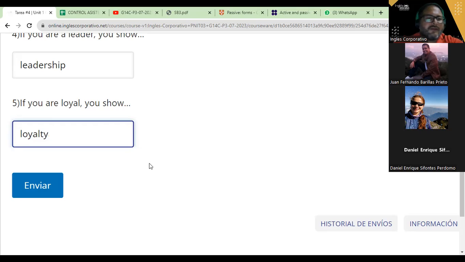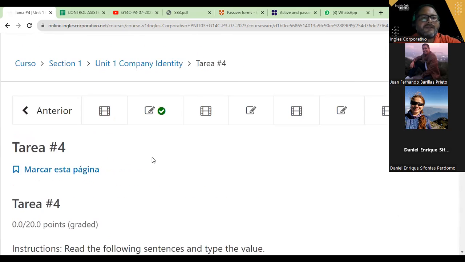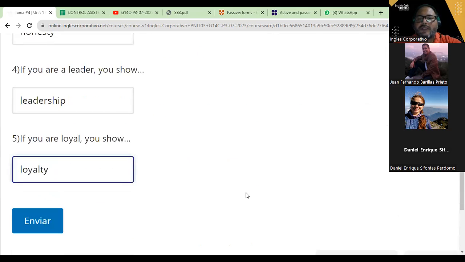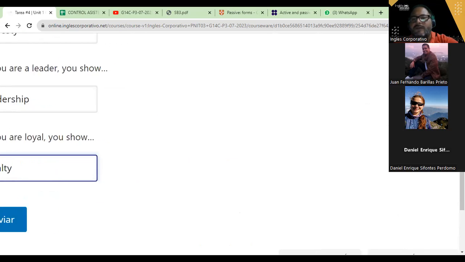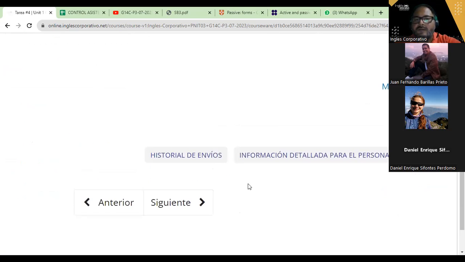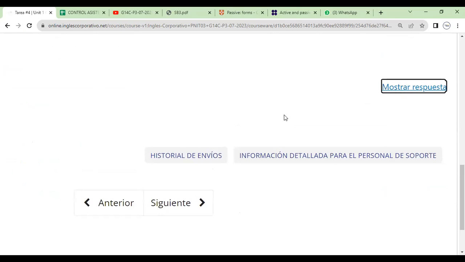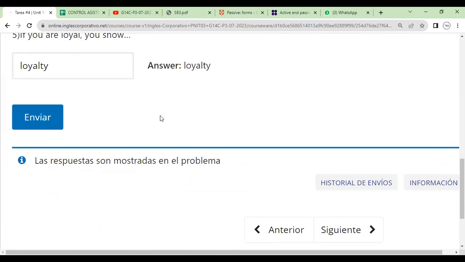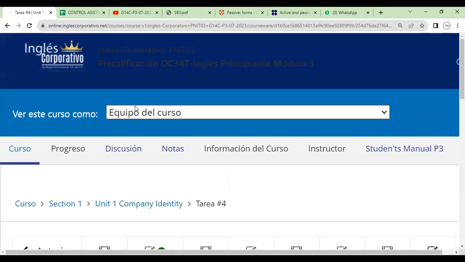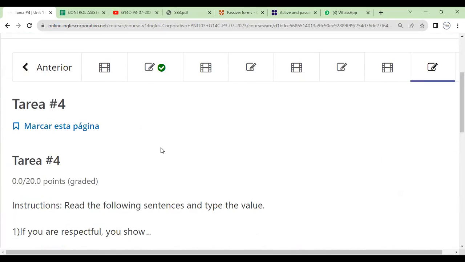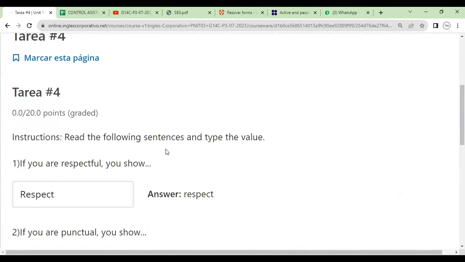All right, so this is vocabulary we have been studying. We're going to check it. Let's check it. Okay, and let's see what's going on with it. Then you are going to tell me what you think about every value.